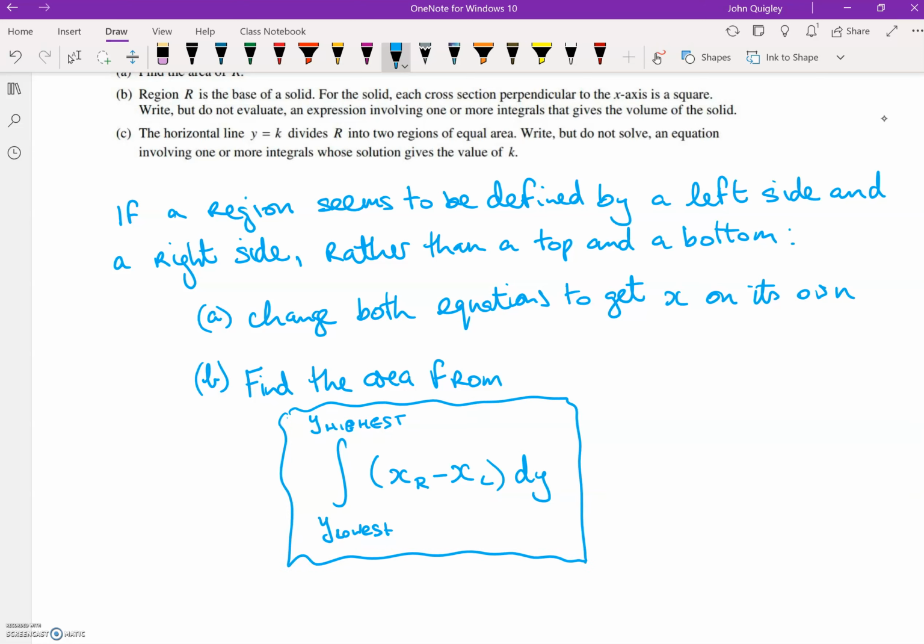So there's two things really that you need to do, and I know we've spent quite a long time on this. First thing is to change both equations to get x on its own, and then remember the formula is xr minus xl, and that your limits are the y coordinates of the lowest point and the highest point.